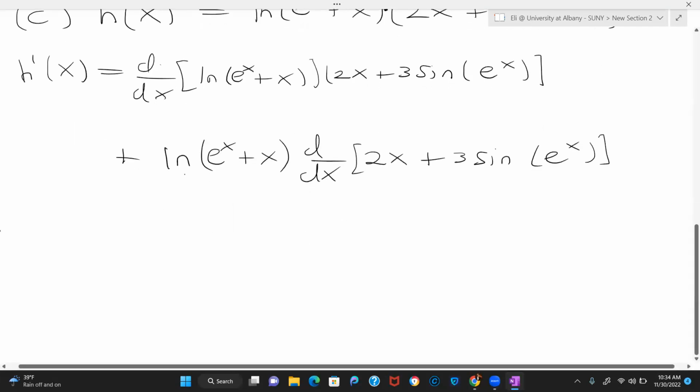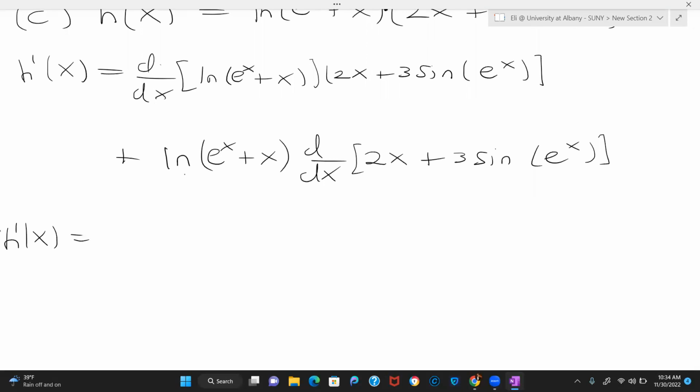All right, so now when we do that, we'll take this derivative first. Remember, the derivative of ln of x is 1 over x. In this case, we don't have just x, but we have ln of e to the x plus x. So something that some people did, I should point this out since I'm remembering, some people did this first.